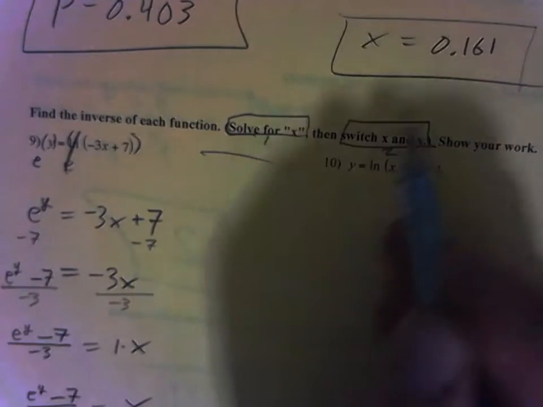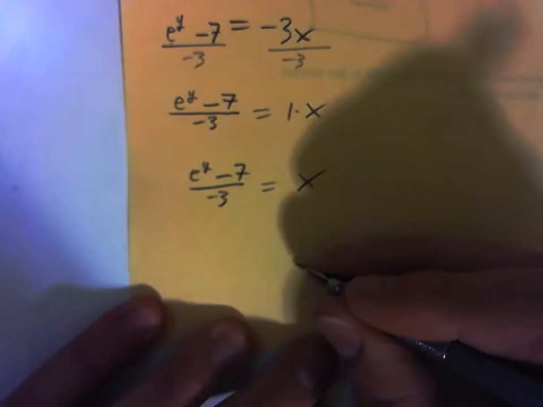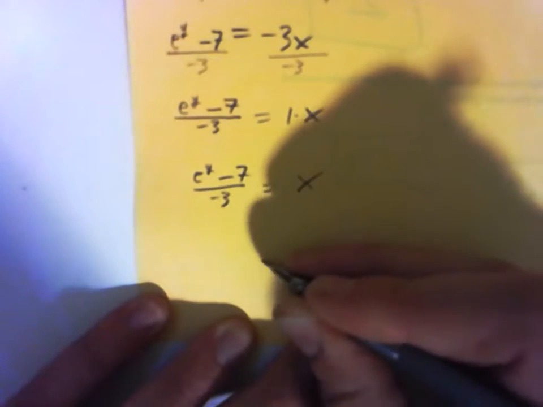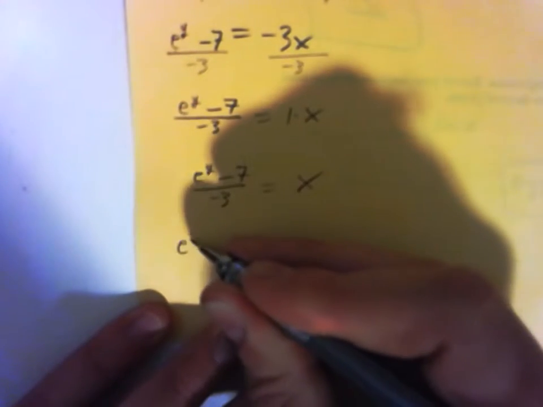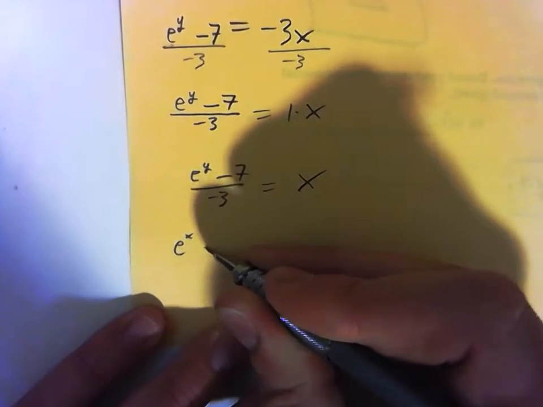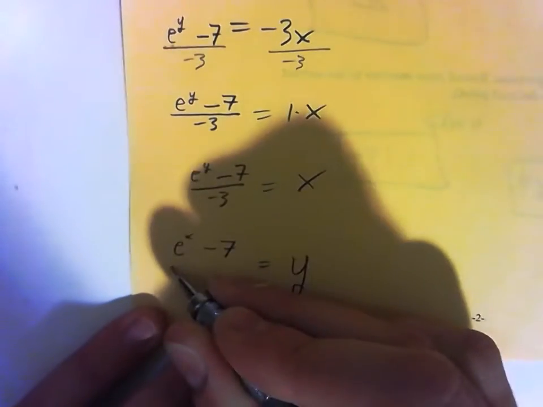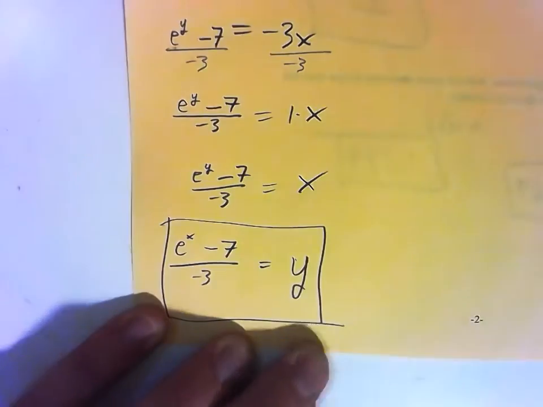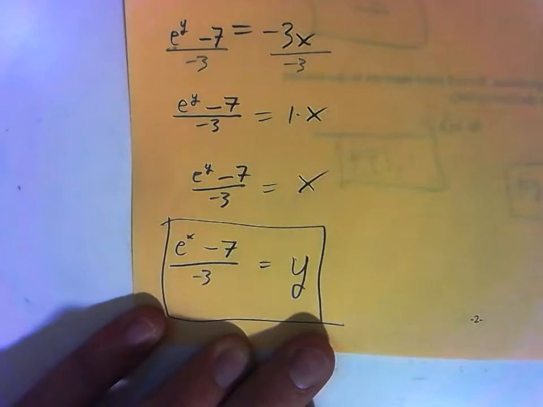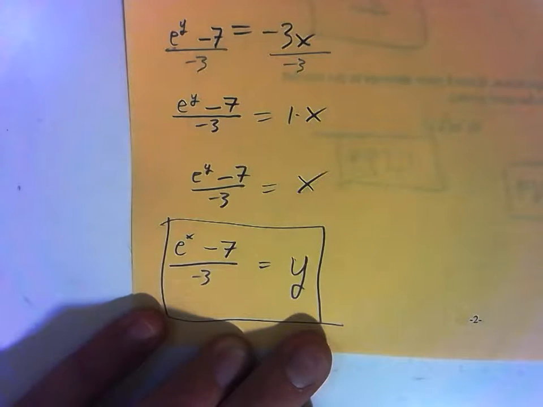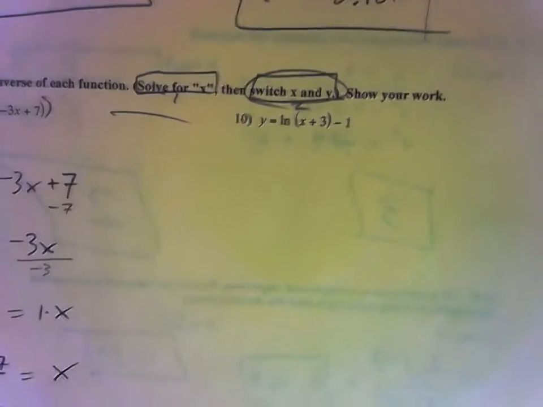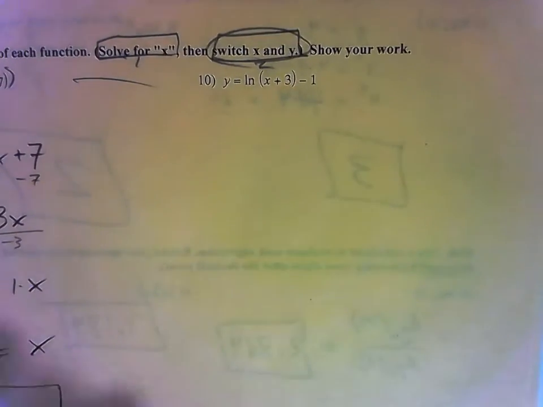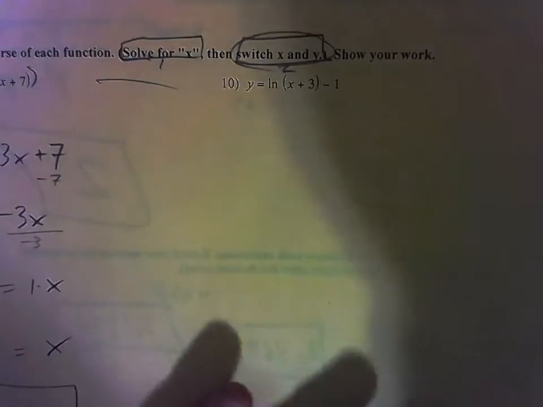Okay, what's the last step? Don't forget the last step. Switch the x and the y in the equation. So we're going to say y equals e to the what? The x. Switch the y to an x. And that's it. A little bit tricky, a little bit annoying, but there we go.